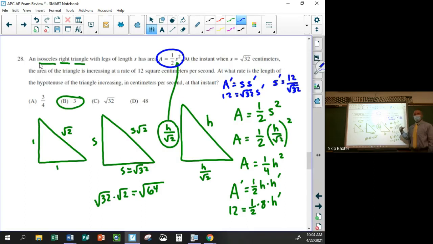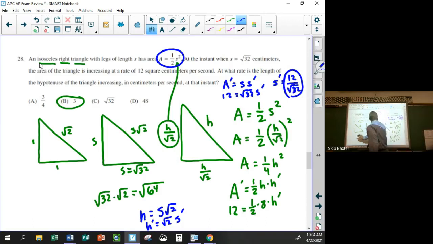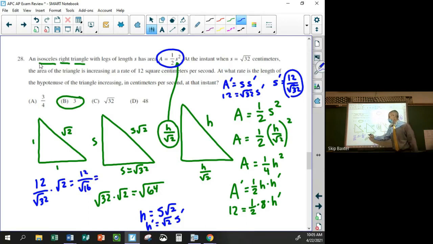And then you could have just written an equation that relates h and s, like this equation right here. H equals s radical 2. So h prime would be radical 2 s prime. That's it. And then you could just take this and multiply it by radical 2. If I did that, 12 divided by radical 32 times radical 2, I get the same answer? Yeah, you get 12 over radical 16, which is 12 fourths, 3. So I would have gotten the same answer doing it that way.